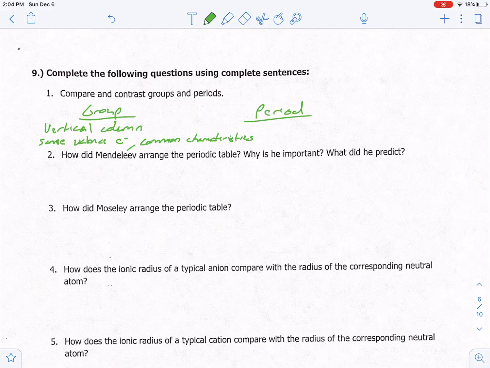Kind of barged into my period side over here. Period, there's not a whole lot to it. Period is just your horizontal rows, so going left to right. And they don't have any common characteristics.